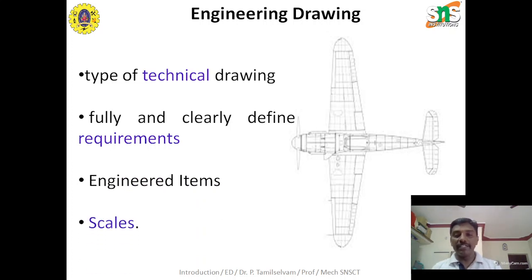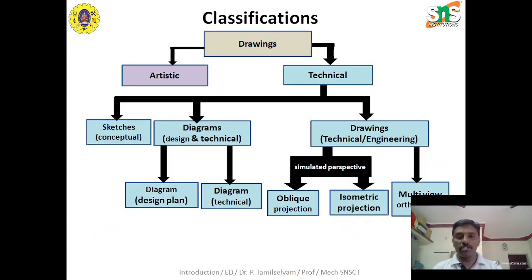It's an engineered item, but it has to be drawn mostly with scales because we may have products that are tiny in nature or very large-sized materials. Therefore, we have to have a scale. Either a small object is projected at a large size or in a medium size, so that we are able to understand the technical aspects of it, and we have to produce it, because this engineering drawing is meant for making the items get produced.